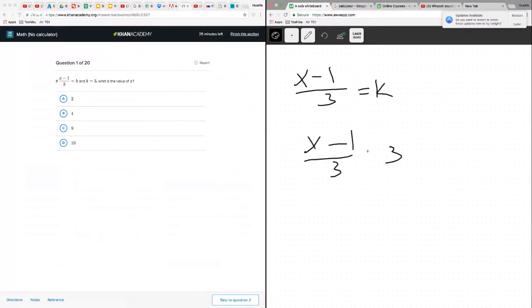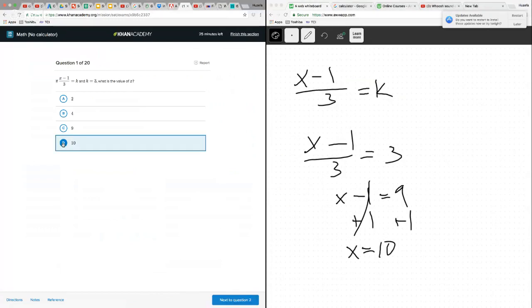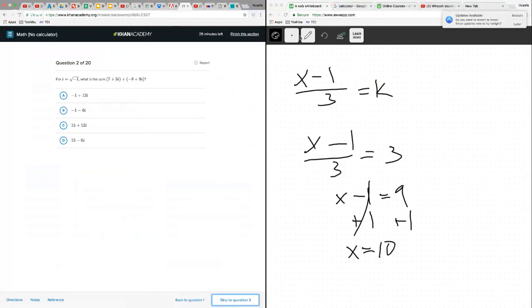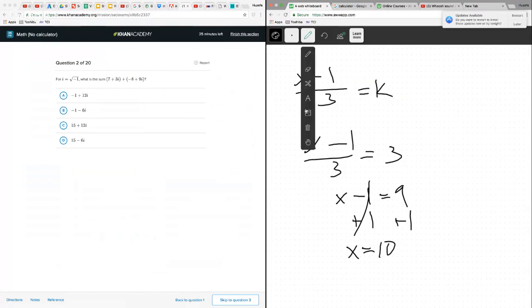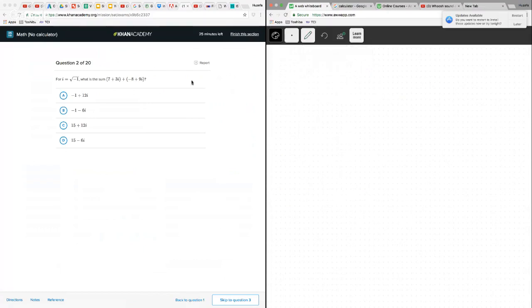We just got to solve this like this. X minus 1 equals 9, right? I'm adding 1. I'm just doing variable isolation. X equals 10. All right, so we're going to go with that and to the next problem. This is a nice complex number one. So I'm just going to remove the parentheses because they're not doing any good.